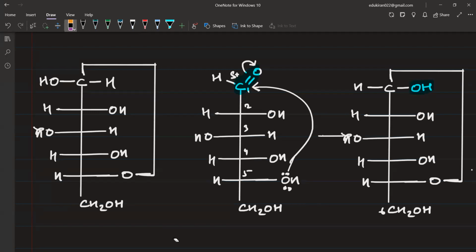ये आपके पास क्या था? This was the open chain structure. Now oxygen atom can move this side or that side because it is what, trigonal planar. Attack can happen from above or below also. Okay, so you are going to get, these are the two different products.